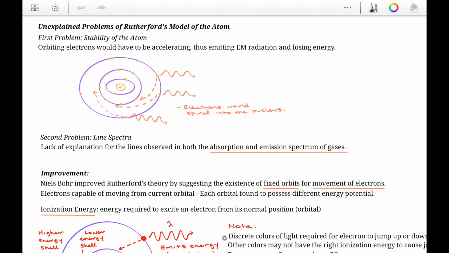And so the second problem is a little bit more difficult to understand, but hopefully you'll have some more context to it once we talk about line spectra. But that is that there was also a lack of explanation for the lines that were observed in both the absorption and emission spectrums of gases.